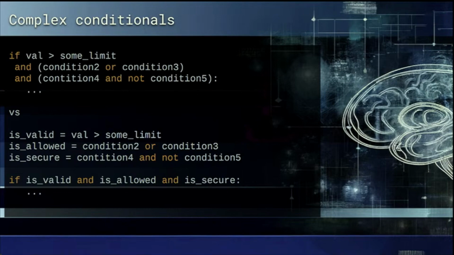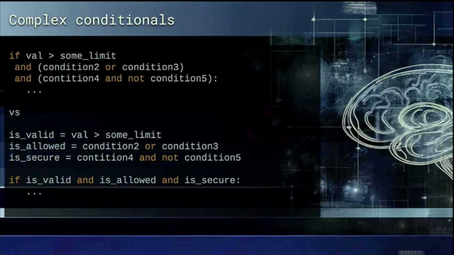So that's why we name the conditions we're above with something that is valid, is allowed, is secure, and only then we mark this code block: okay, as long as those three conditions are met, we're going further. So that's one thing we can think of regarding the cognitive load.